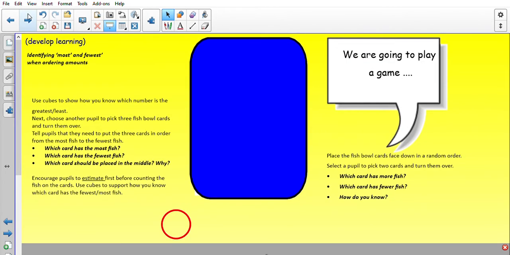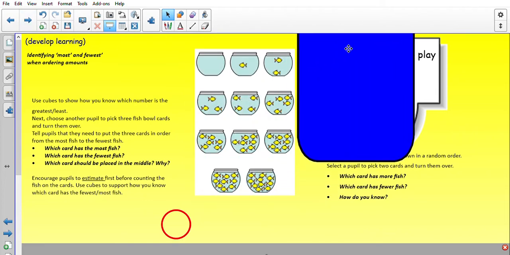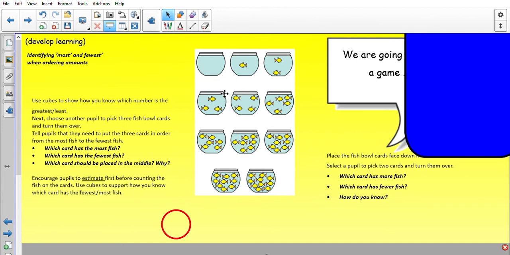Right, we've got another game here, and it's another game with the fish bowls, but this time inside the fish bowls there are fishes. So what we're going to do with this game is we're going to choose 3 cards. So I'm going to choose this one, and this one, and this one. Okay, so I've chosen my 3 cards for the game.